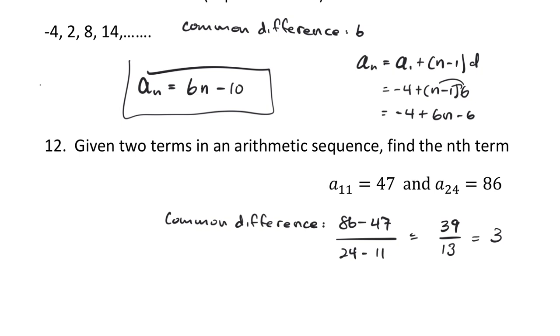So we're going to use, like I said, we're going to use this. This will be a sub n, and then we'll do n equals 11. And plug that in here and a common difference of 3. So 47 is equal to the first term, which we don't know, and then 11 for n, and then a common difference of 3. 11 minus 1 is 10. 10 times 3 is 30. Subtract 30 from 47, and you get 17.